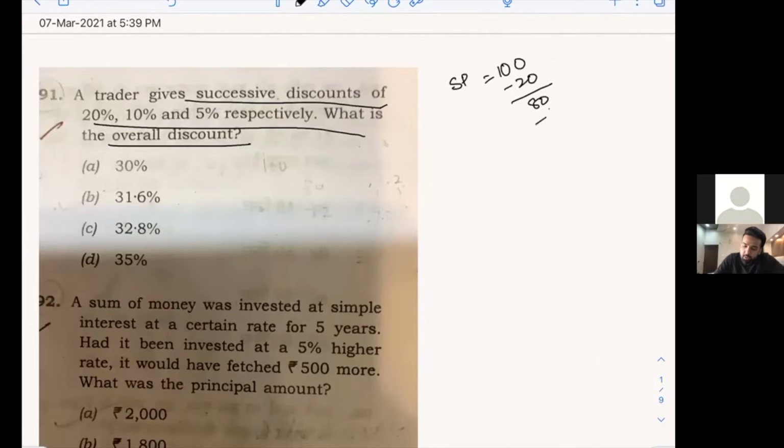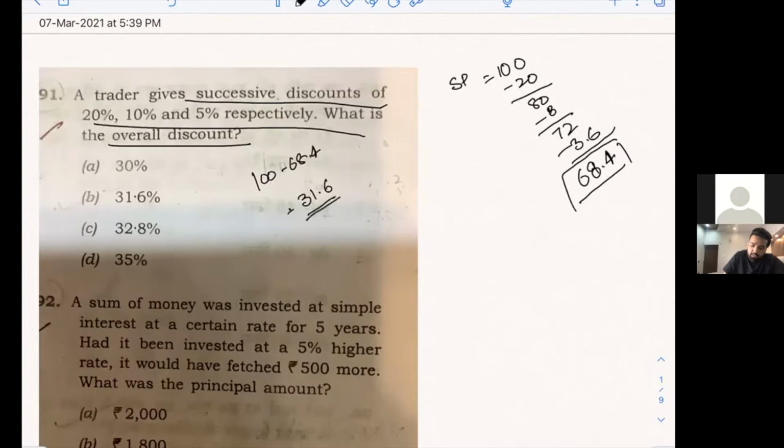10% of 80 is 8, so 72. 5% of that is 3.6. So if I subtract, 72 minus 3.6, this would become 68.4. That's the price you pay. So 100 minus 68.4, the discount you get is 31.6%.